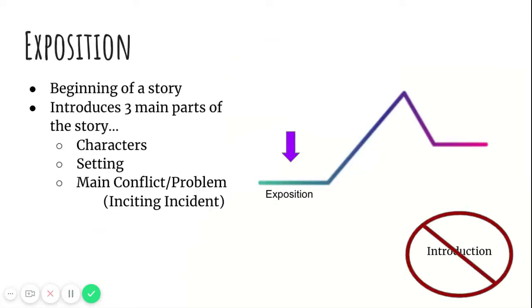Your exposition, let's start with that and I will give you a better explanation of what it is. Your exposition is going to be at the beginning of the story. You are going to get introduced to three main things. You're going to get introduced to your characters, your setting, which is the time and place a story takes place, and your main conflict. You're going to kind of find out what the story is going to be centered around. This might start with an inciting incident, which is just a moment in the story where the conflict really starts to take off. Please notice I did not say introduction, I did say exposition. We do not use the term introduction when we are talking about the plot of a story.